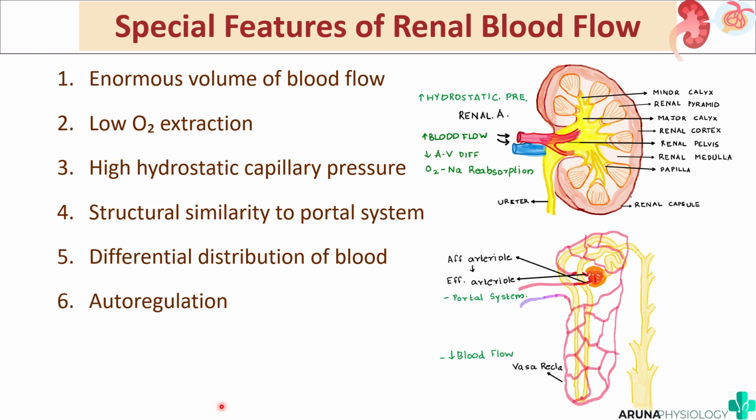So thus we've seen the important six unique features of the renal blood flow, and I hope you remember the diagram with which I explained the six points, the first three with one diagram and the next three with another. It will be useful to remember these points if you remember those diagrams.